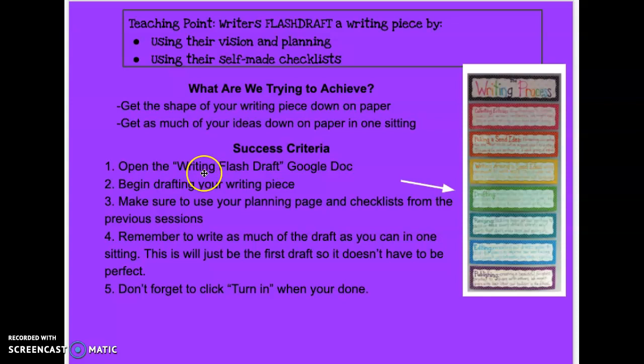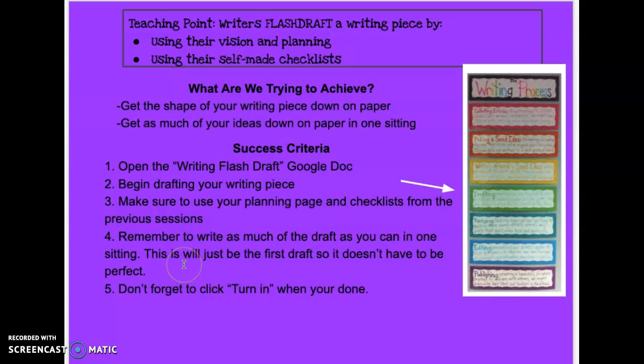You can write down your purpose and your genre if that's helpful, and just write. We want to write a lot, guys. The focus is to write a lot, okay? We want to make sure to use our planning page from the previous sessions and our checklist from the last session. We want to remember to write as much of the draft as we can in one sitting.